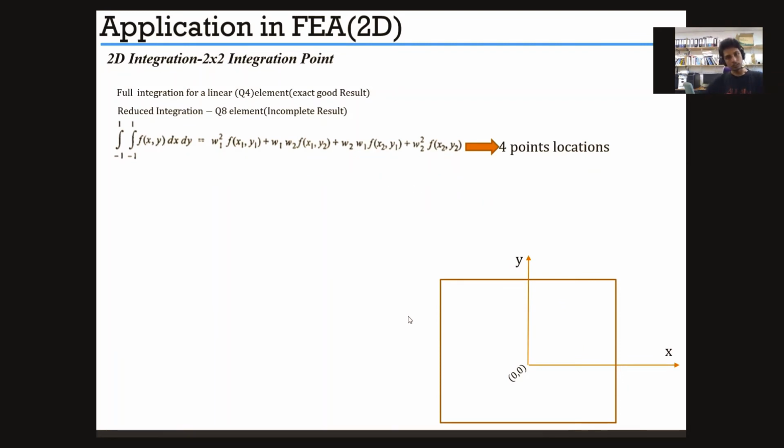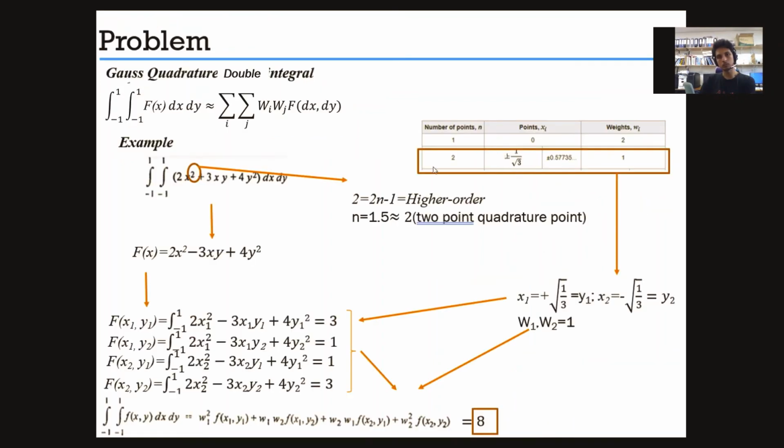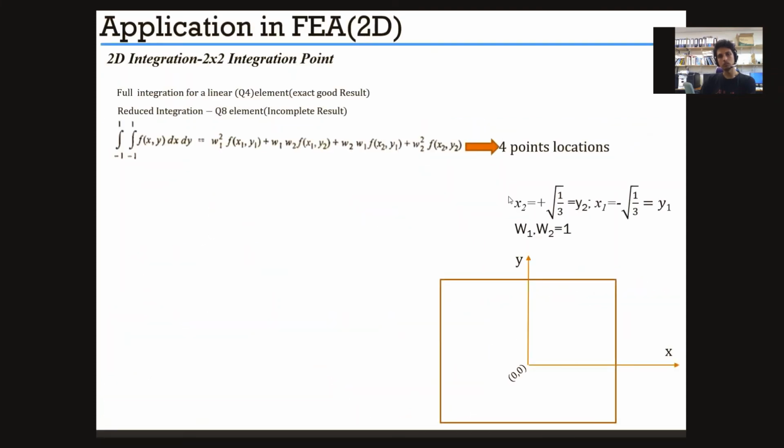Now the equation was like that, and what is the value of x1 y1, x2 y2? This is the value which we have gotten from this table, and we will input these values into this equation, and we will figure out where the 4 points are.